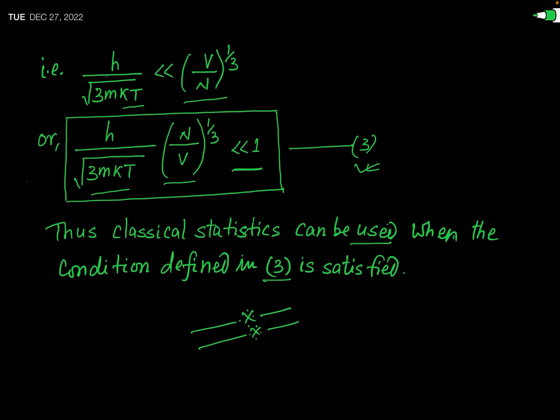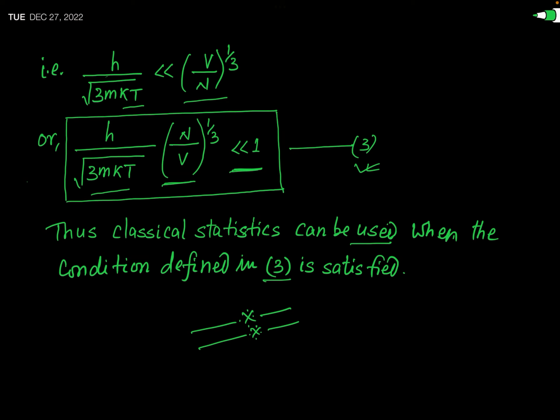If this quantity, h over root 3mkT times (N by V) to the power 1 by 3, is much smaller than 1, then we should apply classical statistics, because in this condition the molecules of the gas will have individual identity. They can be distinguished because their wave packets will not overlap.